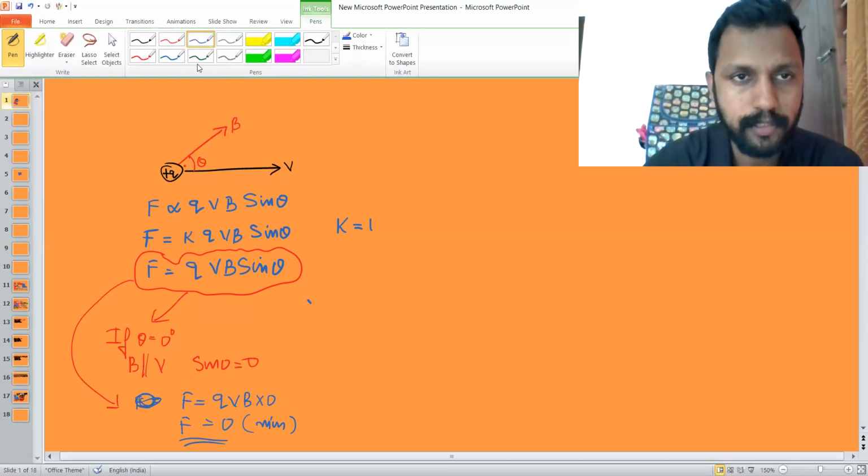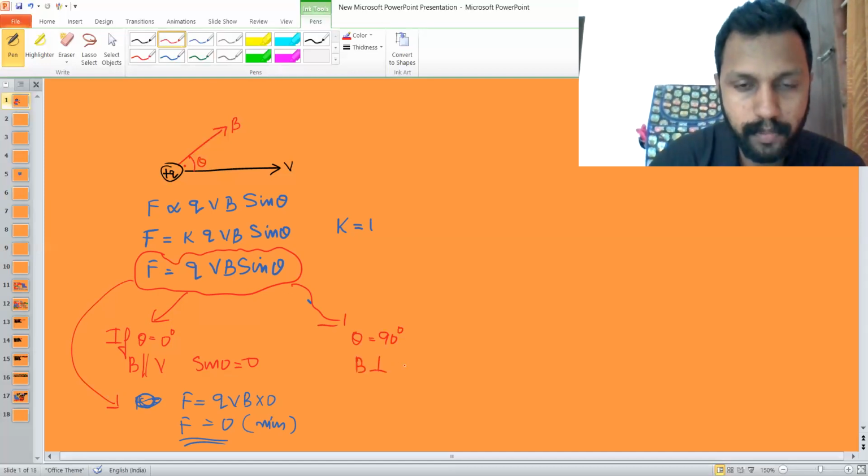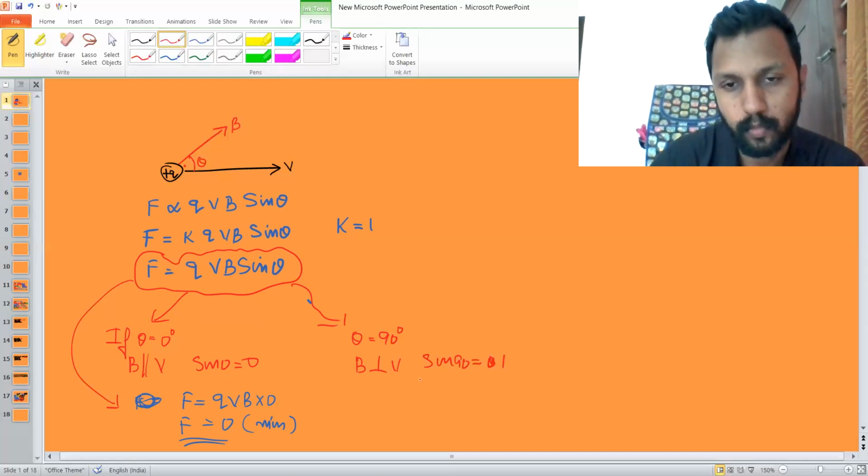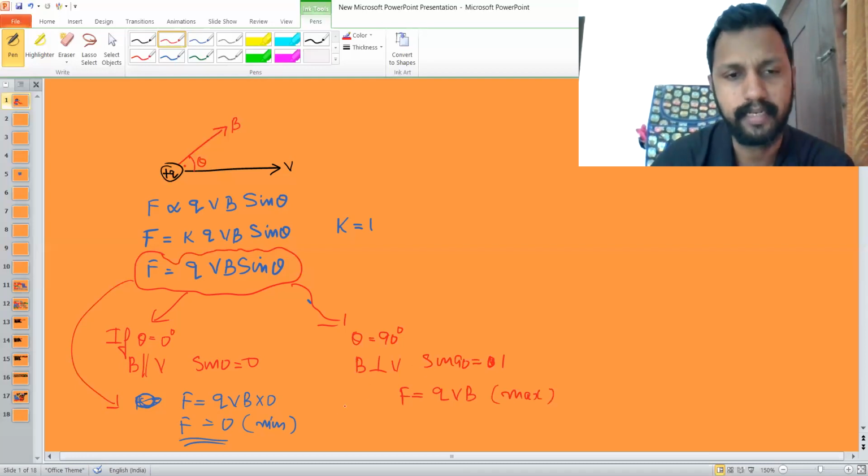And the next special case is if the angle is 90 degree, that is, the magnetic field is perpendicular to velocity, then sine 90 value is not 0, it's 1. Sine 90 is 1, meaning the force will become QVB into 1, that is QVB, which is maximum. The force is maximum at an angle of 90 degree and minimum at an angle of 0 degree. This is the force acting over a charged particle which is moving in an external magnetic field.